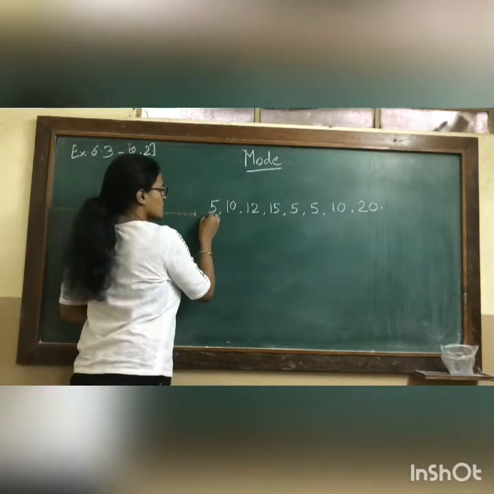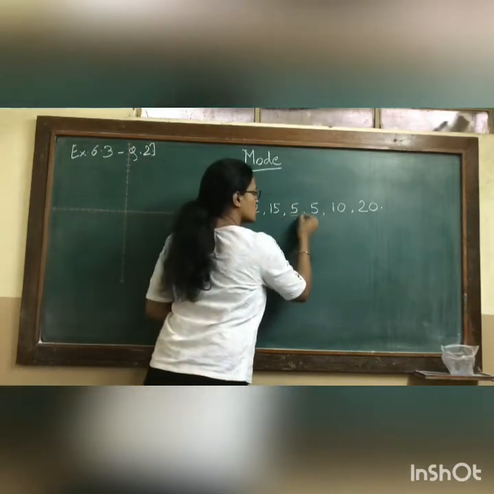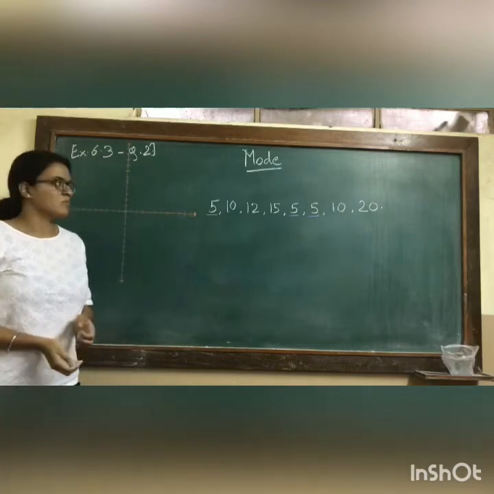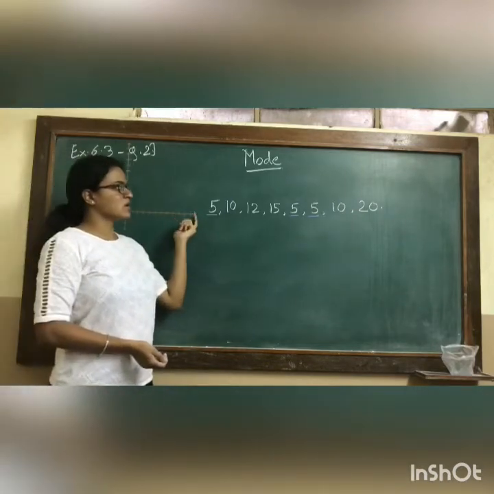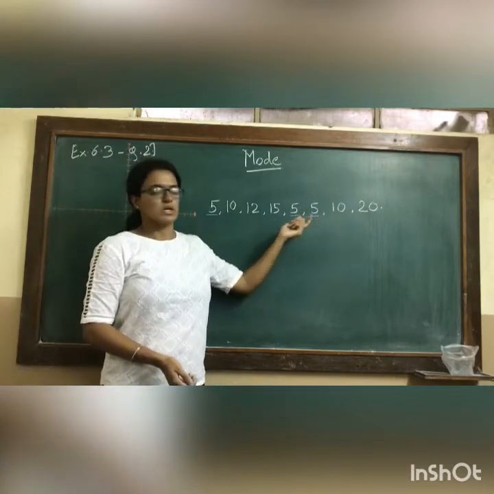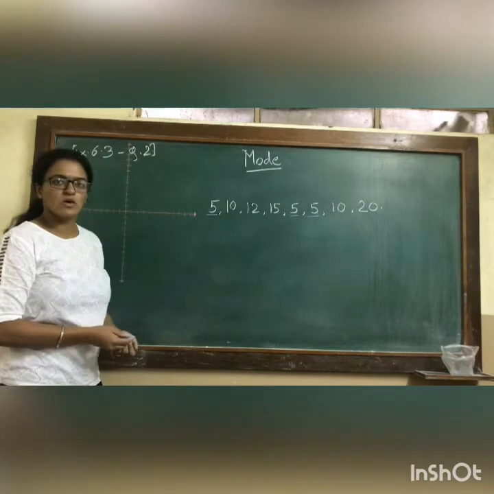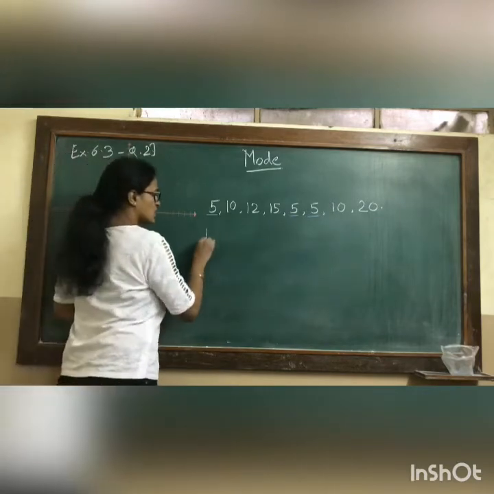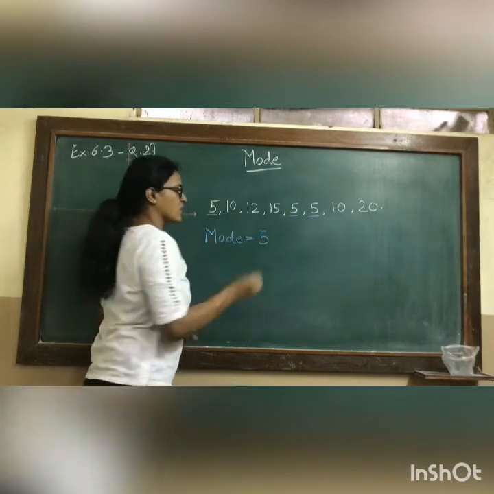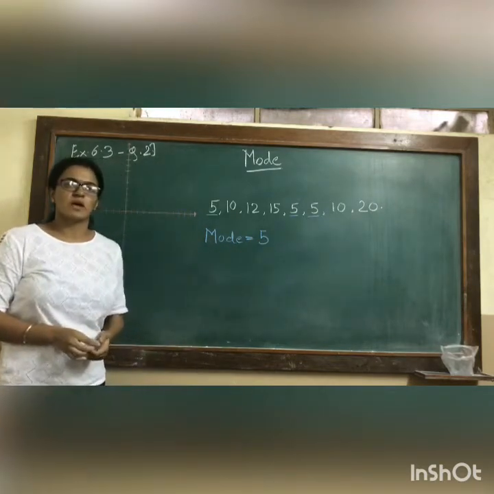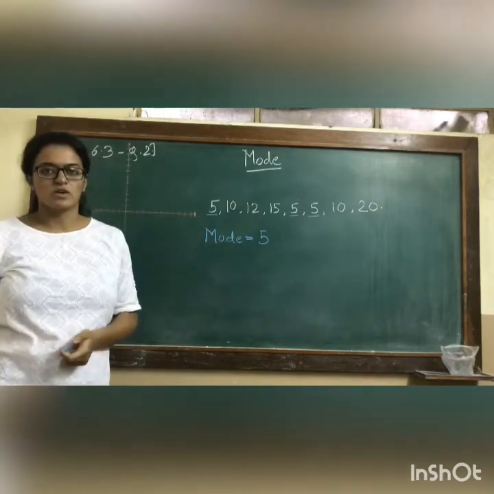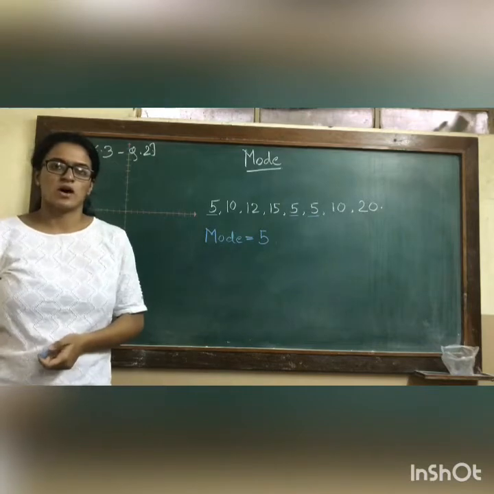Any number that appears the maximum number of times in a given set of data is the mode. Now if you see here in all the scores, 5 appears 3 times and no other number is appearing 3 or more than 3 times, and that is why we have mode is equal to 5. Now this is what we had learned until our earlier classes. Now when the data is grouped into classes, let's learn how do we do it.